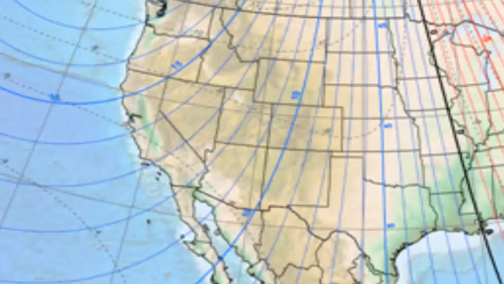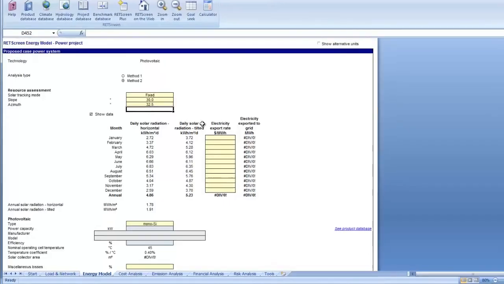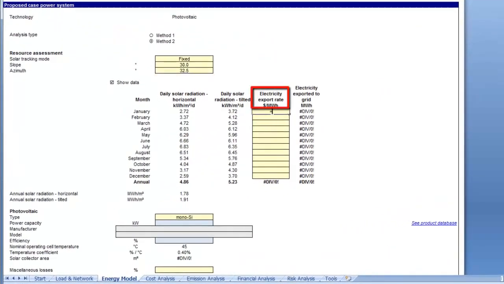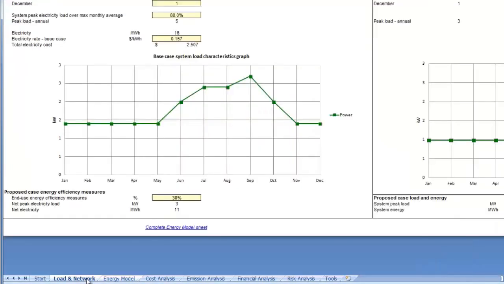It is also important to note that the magnetic declination changes every year, so realistically we would want to look at the average magnetic declination over the project life cycle, but since this is a preliminary study, the calculated azimuth angle will suffice. The electricity export rate cell is used to enter the electricity export rate for each month, which is the rate paid by the electric utility or another customer.